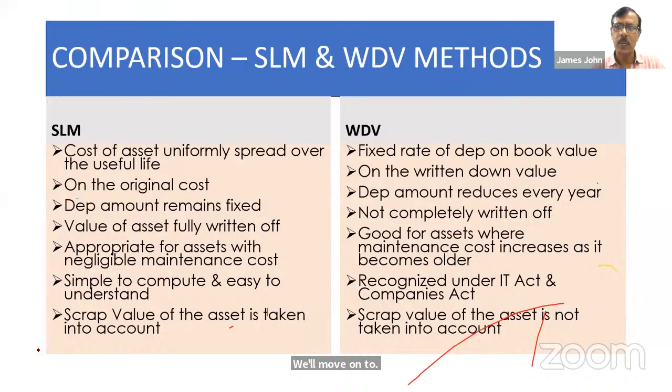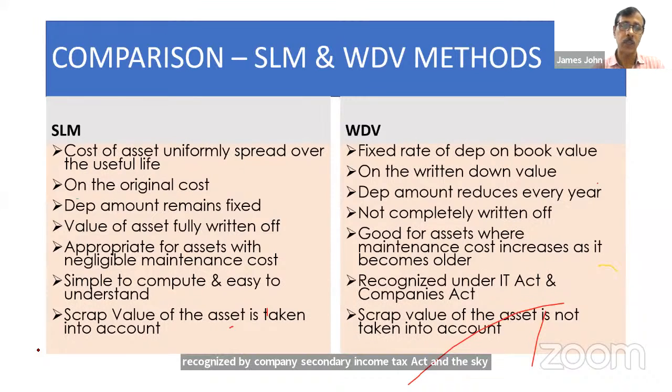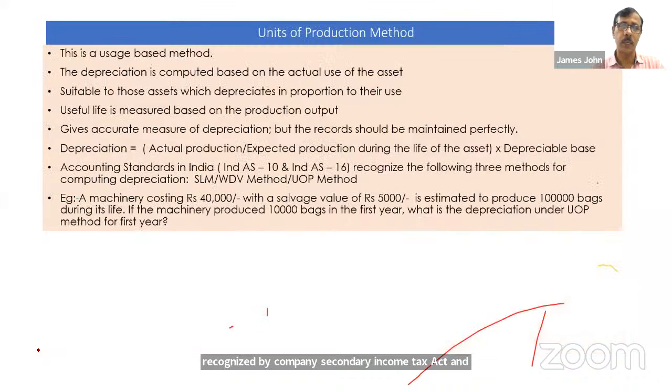This is the comparison. Written down value is recognized by the Companies Act and Income Tax Act, and scrap value is not taken into account, whereas in the case of straight line method, it is taken into account. Now, next is the units of production method. The formula is actual production divided by expected production during the life, into the depreciable base.